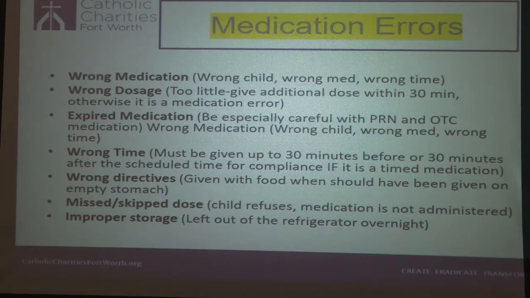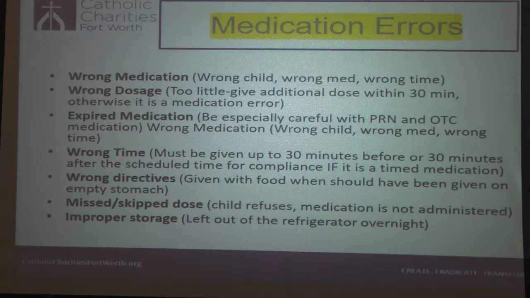Expired medication. Be especially careful with PRN, or as needed, and OTC, over-the-counter medication. Wrong medication, wrong child, wrong bed, wrong time would be considered wrong. But be careful with those that are PRN, because you may hold on to those for a long period of time because they're only given as needed, and you want to make sure that they're not expired. Wrong time: must be given up to 30 minutes before or 30 minutes after the scheduled time for compliance if it's a timed medication. If they have to take it at a specific time, you can give it up to 30 minutes before or 30 minutes after that time.